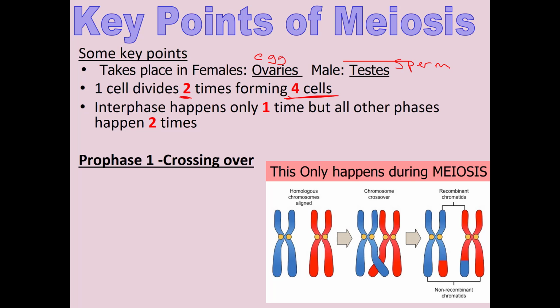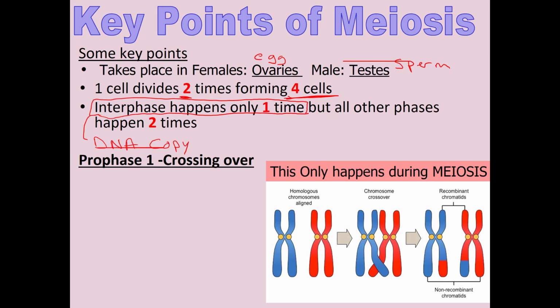Now, we are going to be going through all those same phases as mitosis. However, we are only going to have interphase happening 1 time. Okay, I want you to highlight this, circle it, whatever you need to do. So in interphase, we said that our DNA copies. Our DNA is only going to copy 1 time. All other phases will happen 2 times.